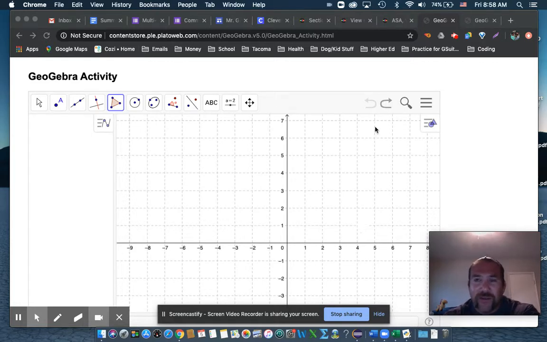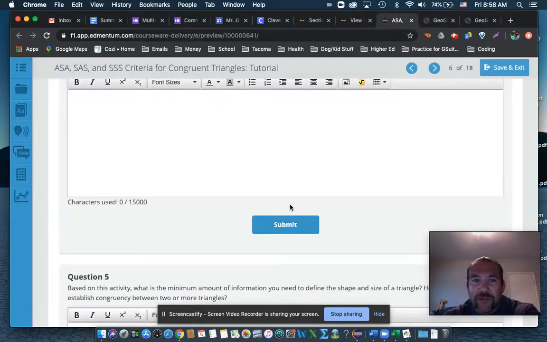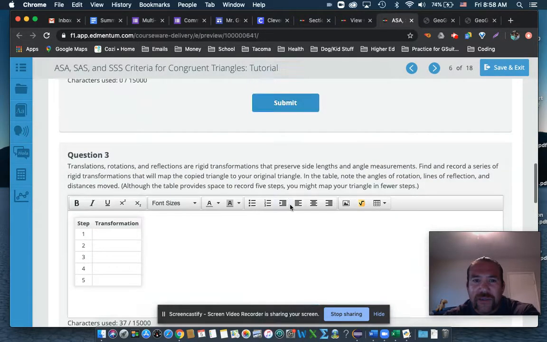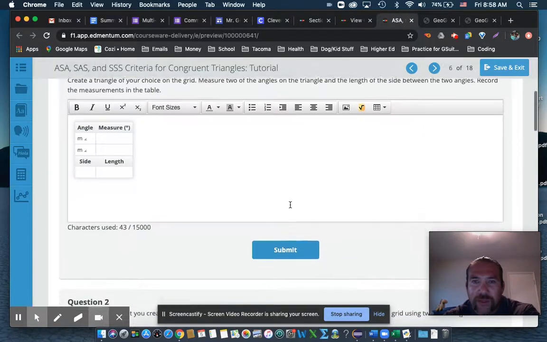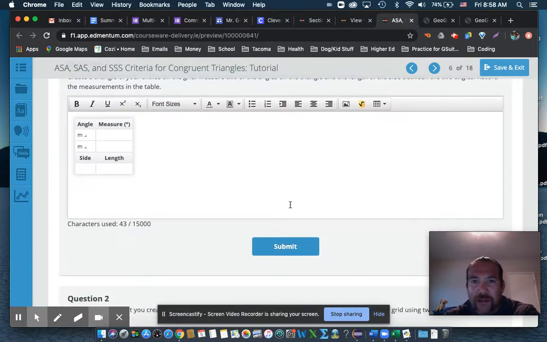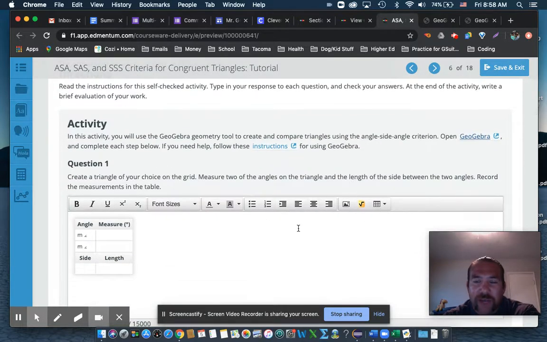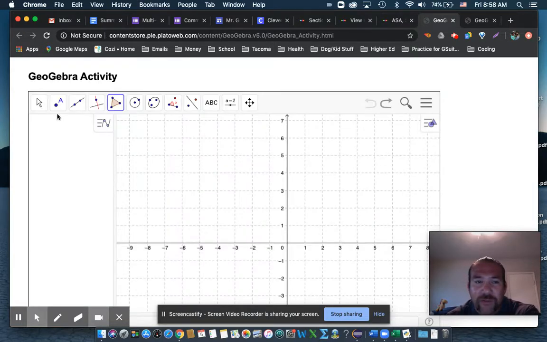All right, so I'm just going to briefly do this first one on slide 6, which talks about making a triangle and then trying to make another triangle that is the same size based on ASA. So the first thing it asks you to do is to create a triangle and figure out two angle measures and the side length between them. So when we go to GeoGebra, I'm just going to pick 3 points.